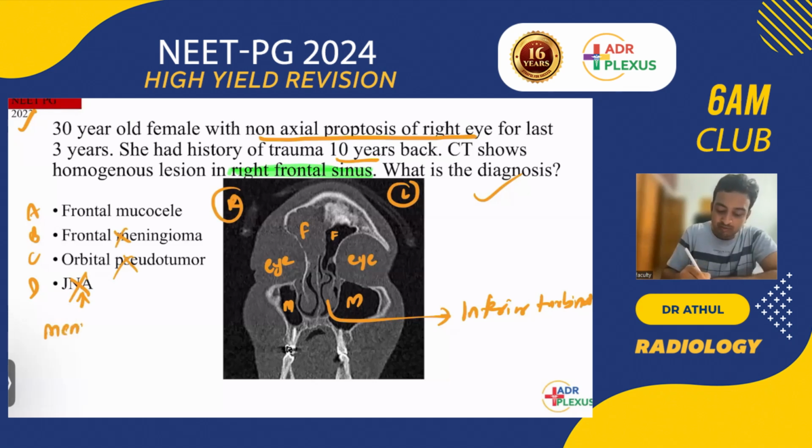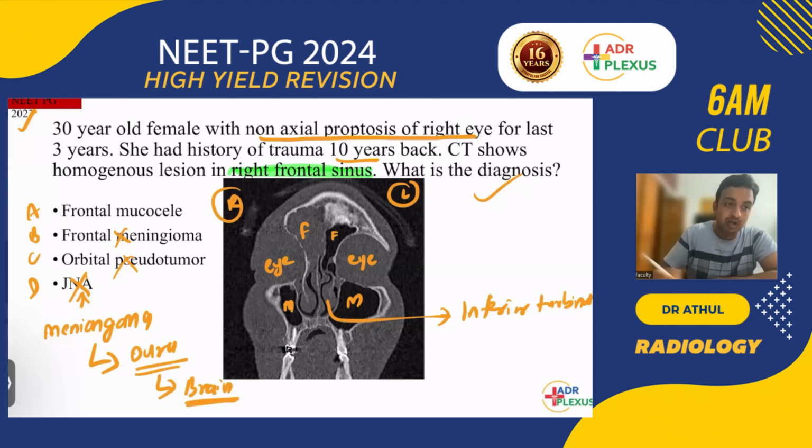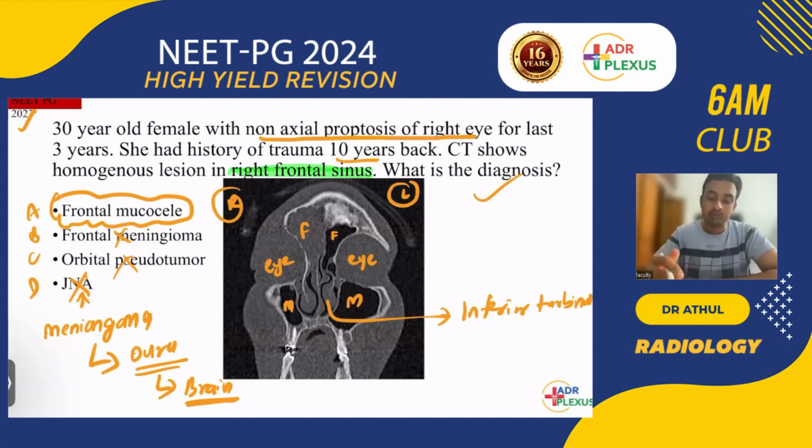Meningioma arises from where? What is the organ of origin of meningioma? Any idea? So meningioma arises from the dura. Actually, it is a lesion of the brain, seen inside the brain. It arises from the dura. So it is not meningioma. So the only thing remaining is frontal mucocele. This is how a mucocele appears. A mucocele is seen just like fluid. So it is actually a frontal mucocele. So you have to rule out the answers.